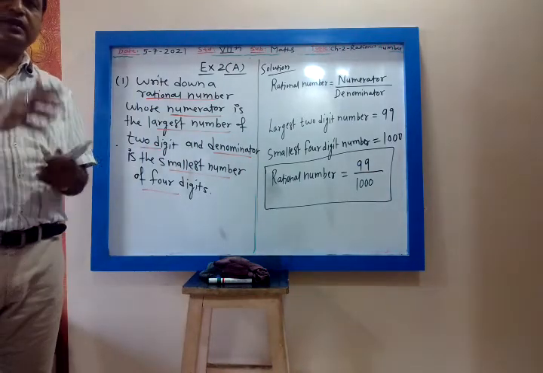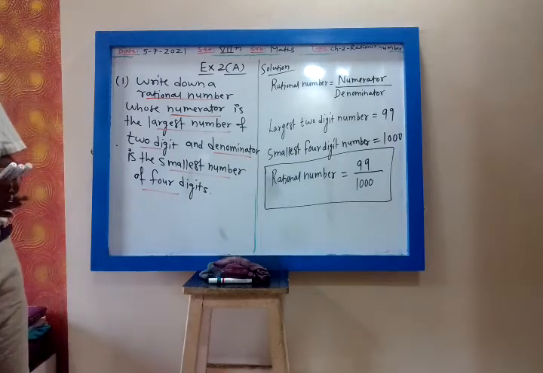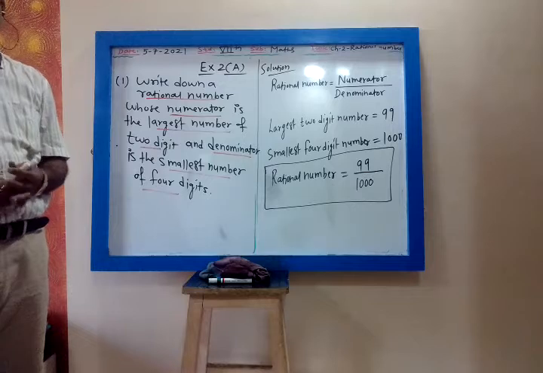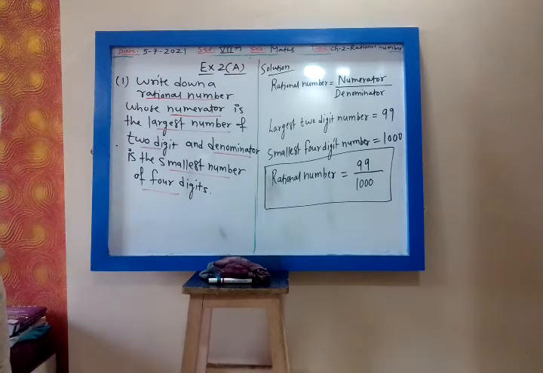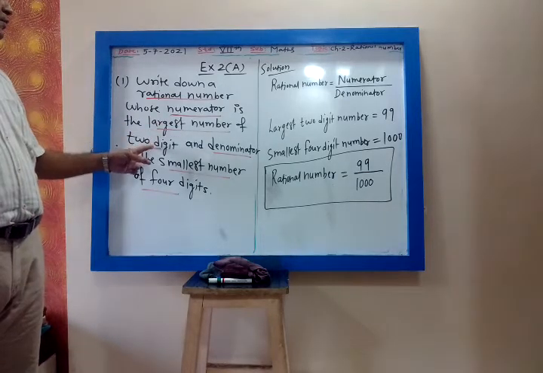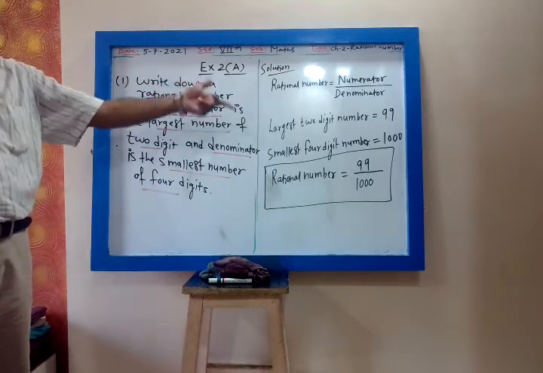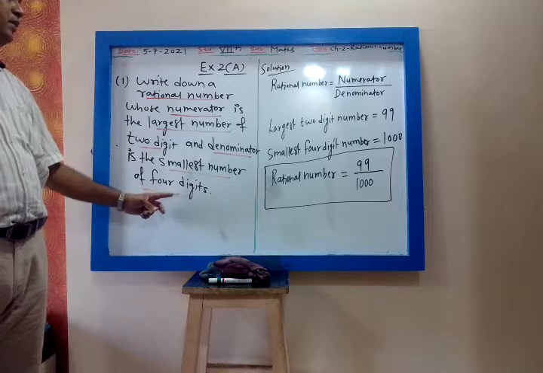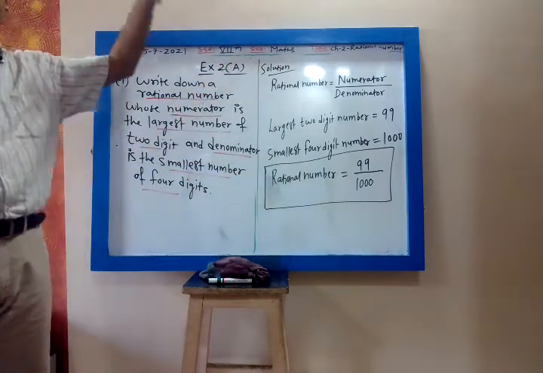Clear? So any rational number will be of the form numerator upon denominator. In this case, the numerator is the largest number of 2 digits, which is 99, so I will take numerator as 99. Denominator is the smallest number of 4 digits, which is 1000. So the rational number will be 99 upon 1000.